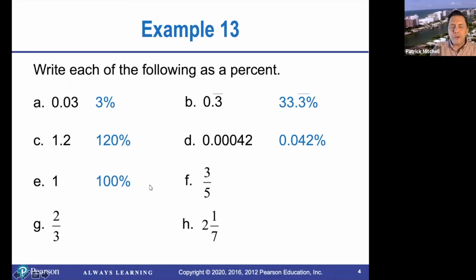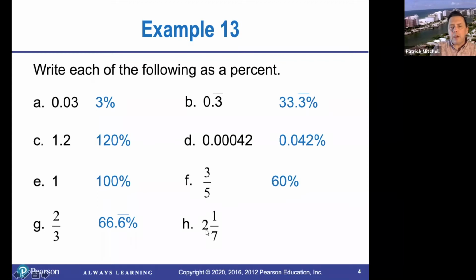Now, when you get into fractions, there are a couple different ways you can think of this. If you multiply this fraction by 100%, you would get 300% divided by 5, which is 60%. The other way you could do it is change the fraction to a decimal. Either way, you will get 60%. 2/3 as a decimal is 0.6666666, repeating. So just like in letter B, if I multiply that by 100%, I'm going to get 66.6 repeating percent. And then finally 2 1/7.